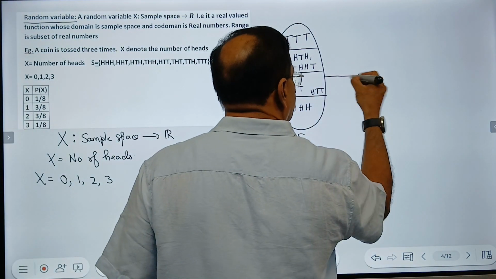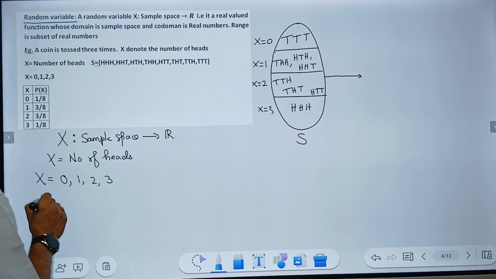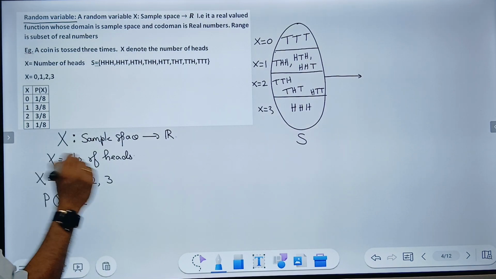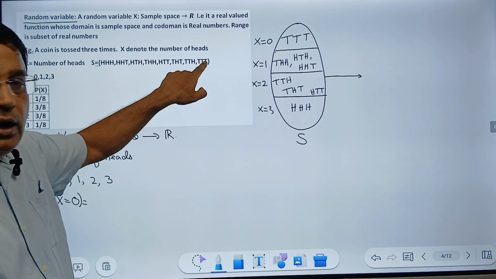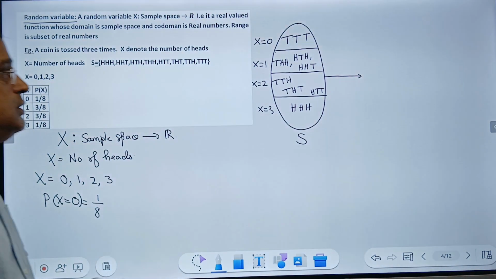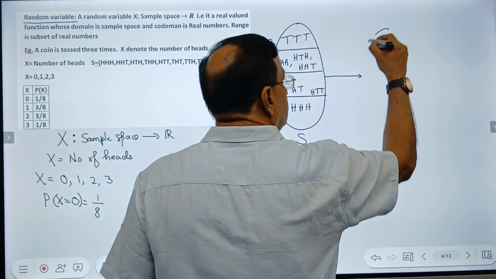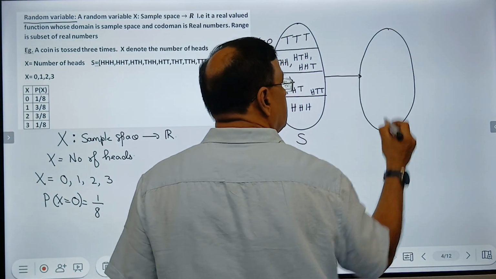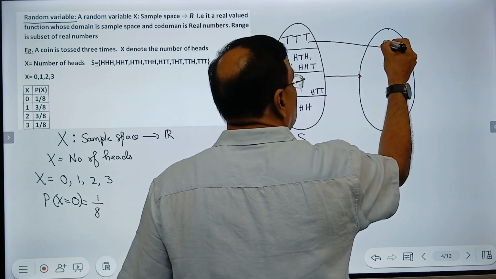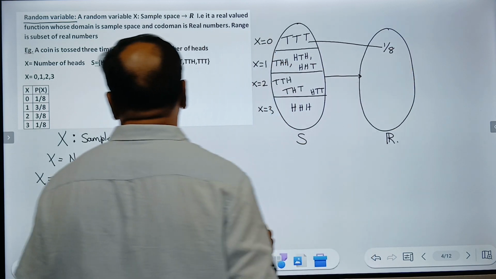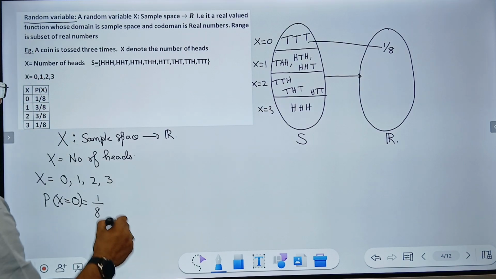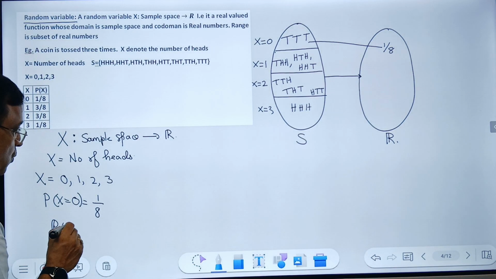To what? Okay. Now what is the probability of getting no head at all? No head means all are tail. So it is 1 by 8. So this will go to real numbers. This is the set of all real numbers. This will go to 1 by 8, so it gets associated to a real number. Okay. Now what is the meaning of P of x is equal to 1?